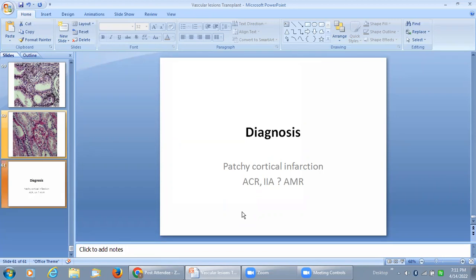So the important thing: if you find more vessels with endothelitis, think of AMR as one of the possibilities, if there is no interstitial inflammation and no tubulitis. Minimal tubulitis you can see even in AMR if it is associated with some amount of T cell mediated or borderline cellular rejection.